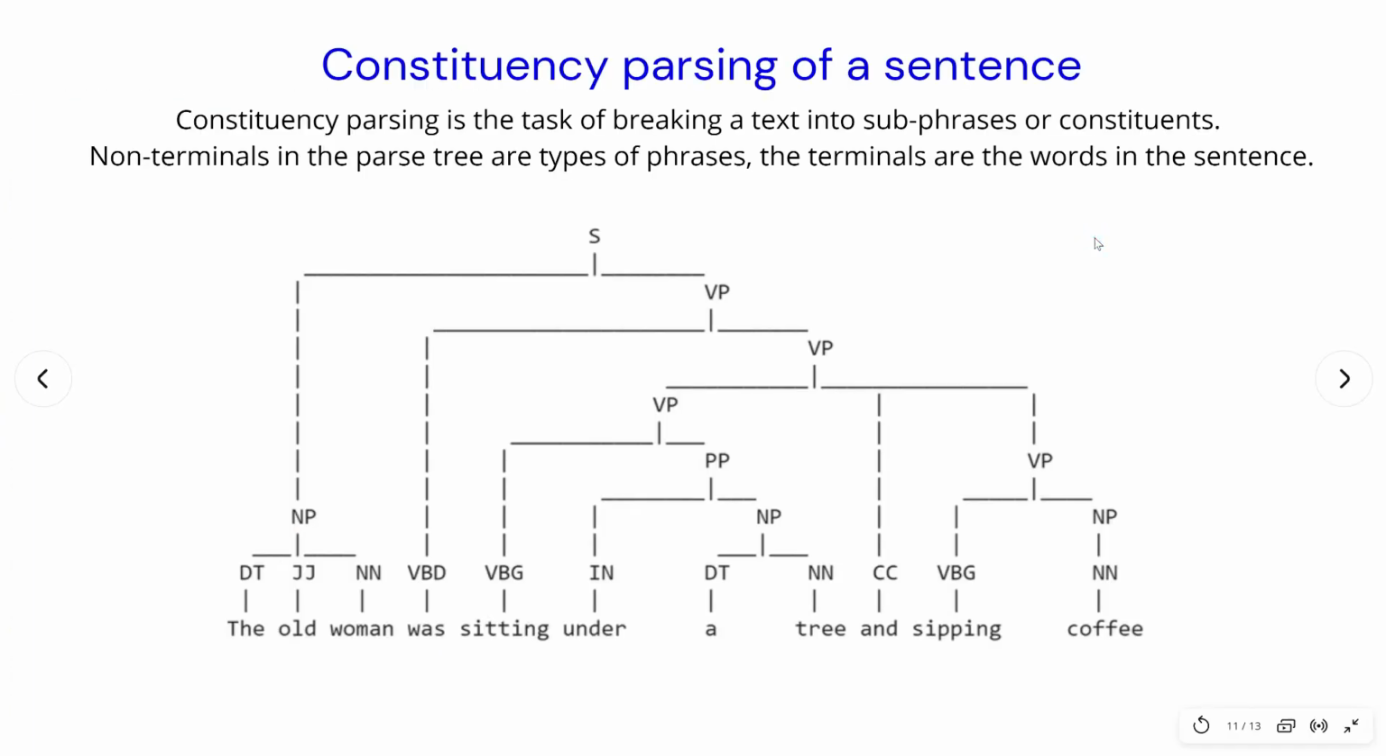So looking at the same sentence again, the old woman was sitting under a tree and sipping coffee. This is how the constituency parsing tree looks. You can see that the ending noun phrase is coffee and the ending verb phrase is this whole thing combined, sipping coffee. Or if you take the alternative, then the first verb phrase could be the whole thing here, which is was sitting under a tree and sipping coffee.